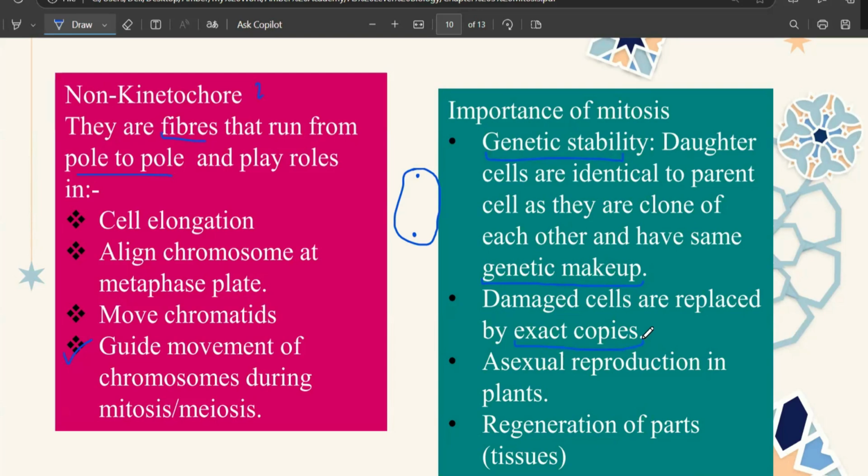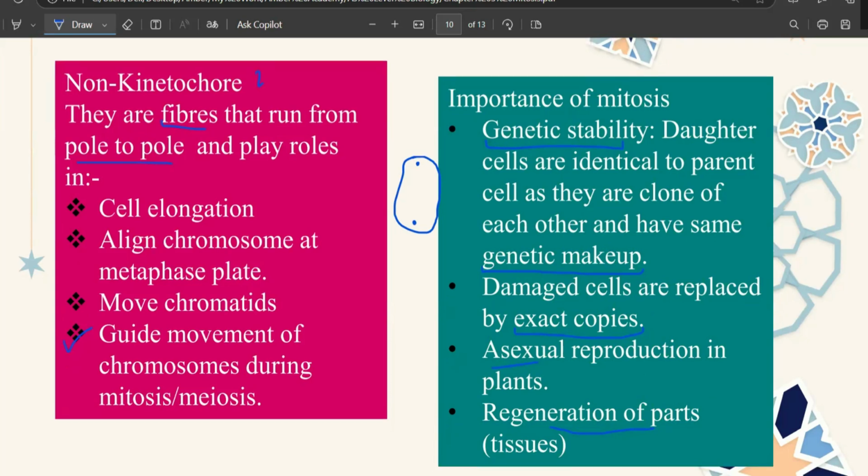Since we are talking about mitosis, it is well justified that damaged cells are always replaced by exact copies. Then asexual reproduction takes place in plants, and sometimes mitosis can help to regenerate parts. So it's written for tissue, but through mitosis, your liver can regenerate. The liver is the organ which can regenerate itself in 4 weeks. So regeneration of parts is also important.